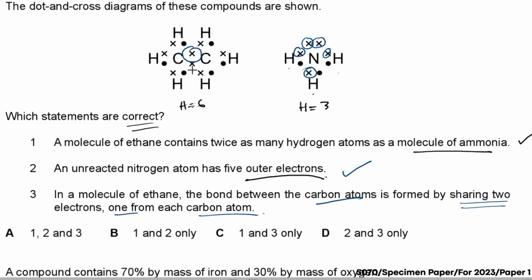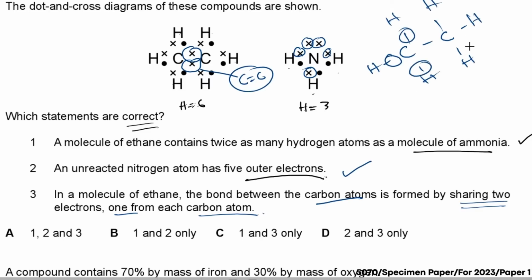So as we can see over here, we've got 2 electrons shared by 2 carbon atoms. To make things easier, if we draw a structural formula of ethane, I actually drew a double bond. So if you draw a structural formula with hydrogens attached to it, we've got 1, 2, 3 that are shared. So 1 electron from this carbon and 1 electron from this carbon. So 2 electrons are being shared for this single bond. So yes, statement 3 is also correct. So the correct answer is A.